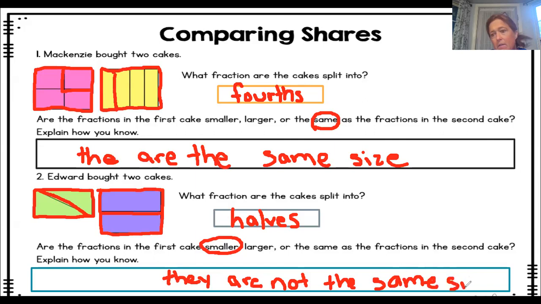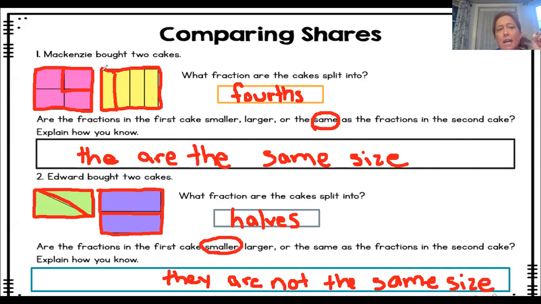All right, so we know that even though 2 objects are cut into the same number of pieces, the objects have to be the same size for the pieces to be equal.